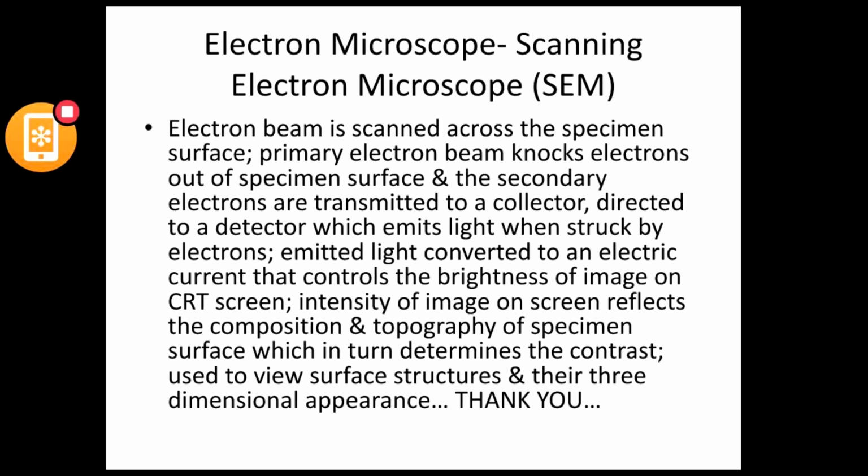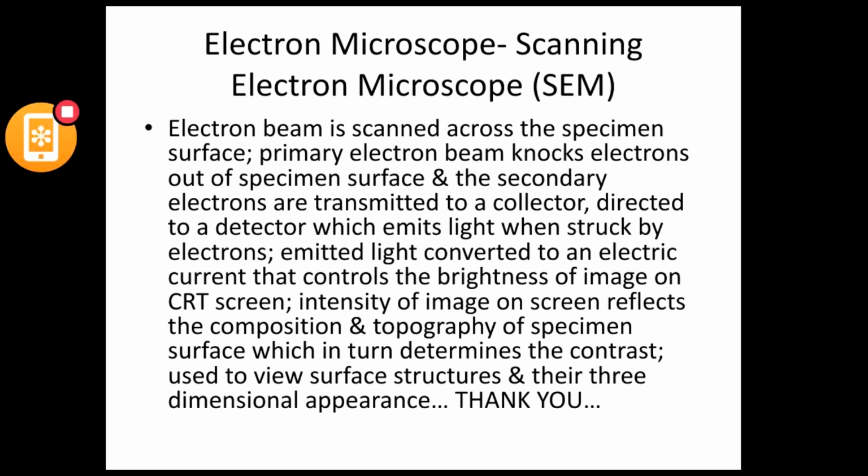Now, the secondary electrons are transmitted to a collector, which is directed to a detector, which emits light when struck by the electrons. Now, the emitted light is converted into an electric current, which controls the brightness of the image on a CRT screen. What is a CRT screen? Cathode ray tube screen.